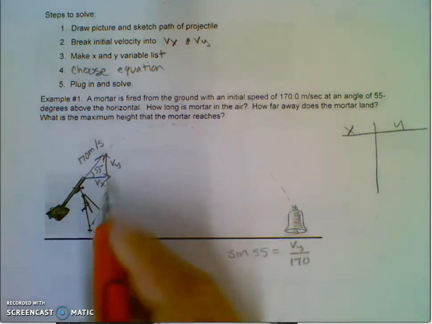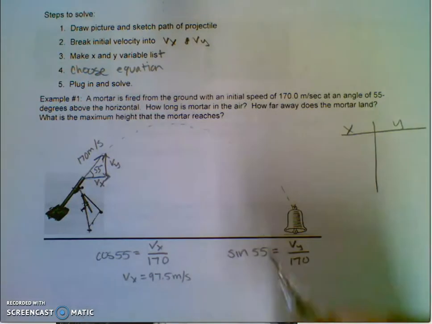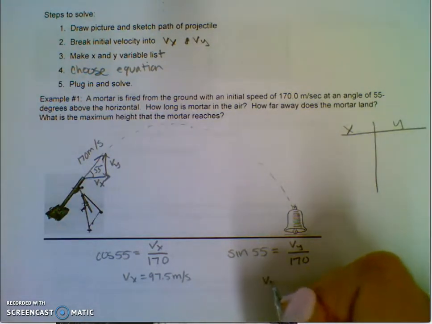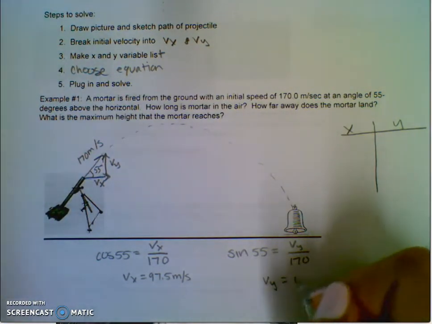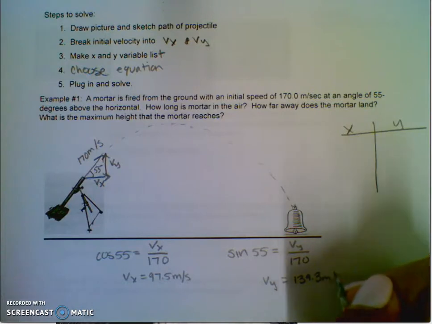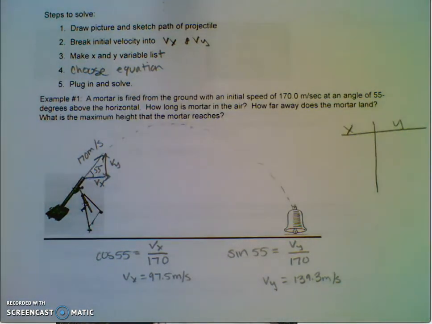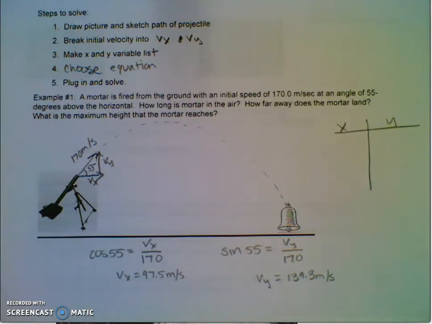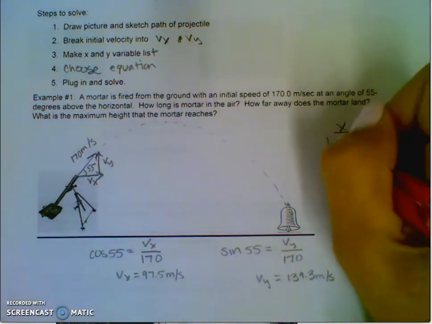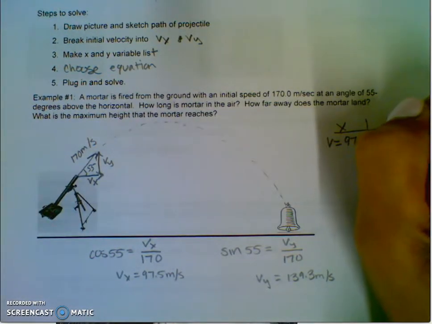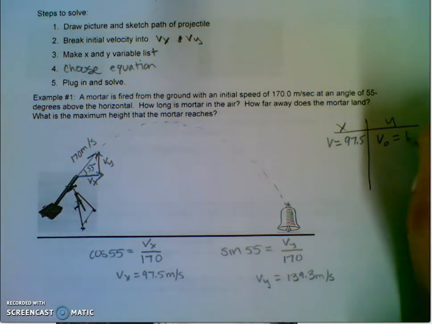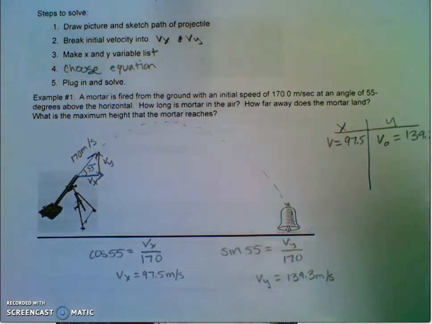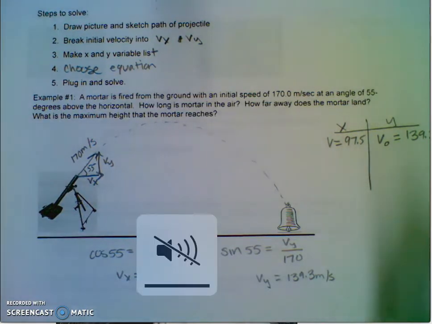Remember, these are initial velocities. This is how fast it starts off going. And you get 139.3 for your initial velocity in the y. And you can go ahead and plug those in. So we know that this Vx is 97.5, and the initial Vy here is 139.2, or sorry, 139.3.